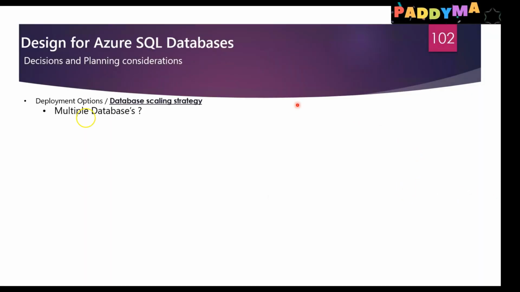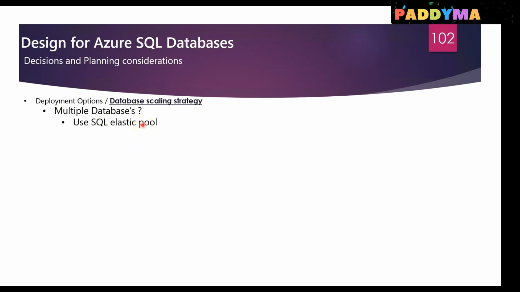So far we discussed the deployment options that we have and also the databases. But how about multiple databases? When you have multiple databases, you must have a solution from a designing point of view. So you could end up with SQL Elastic Pool, which can help you manage and scale your multiple databases in your Azure SQL database. So that's one of the options that you need to consider.